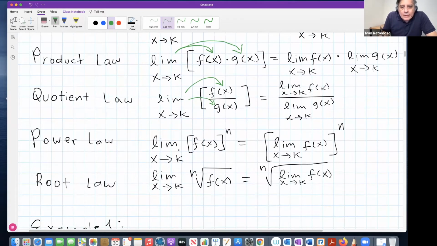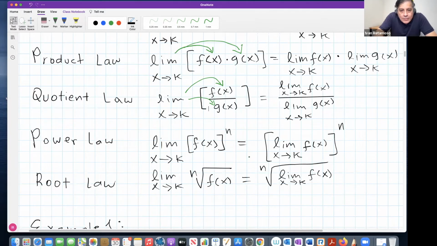The power law says that if you are taking the limit of a function raised to some exponent n, then you are allowed to put the limit inside the power. In other words, the limit of f of x raised to the power n is equal to the limit of f of x raised to the power n, right? Similarly for radicals: limits can be placed inside these radicals. So the limit of the n-th root of f of x equals the n-th root of the limit of f of x, okay? This is the power law and the root law.